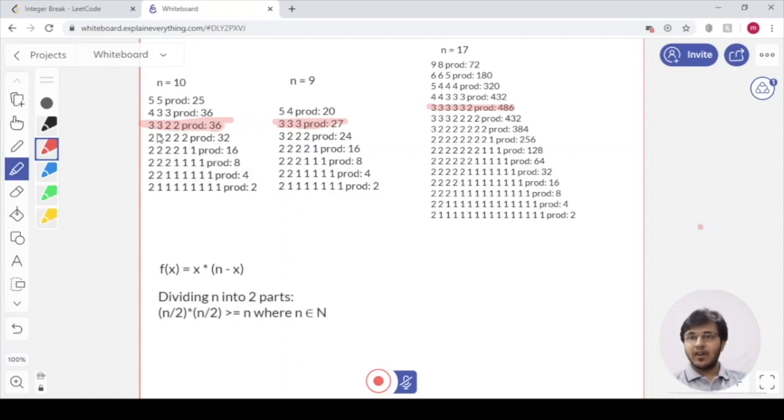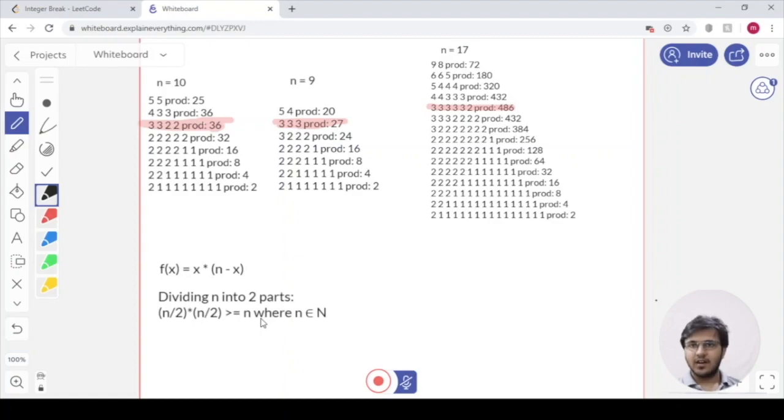and the number of 3's is always greater than or equal to the number of 2's. You can see that here there are two 3's and two 2's, here there are three 3's, and here there are five 3's and one 2. How do we get this result? Why is this happening? Let's see the mathematics behind it.